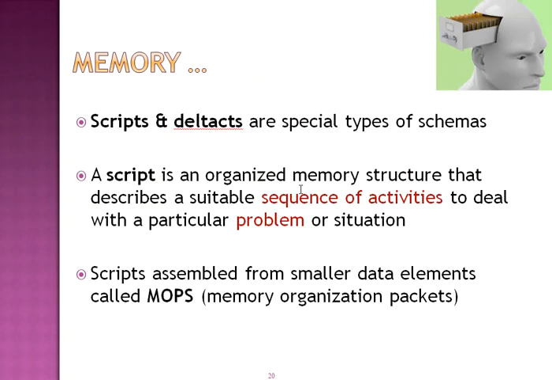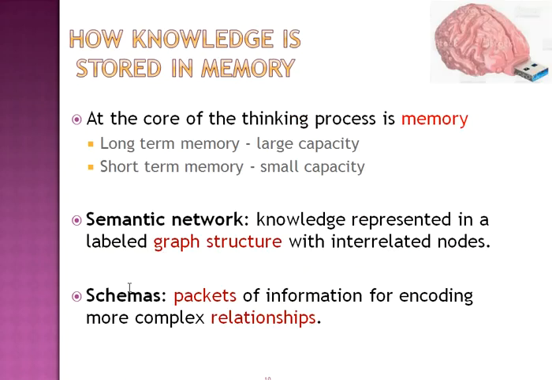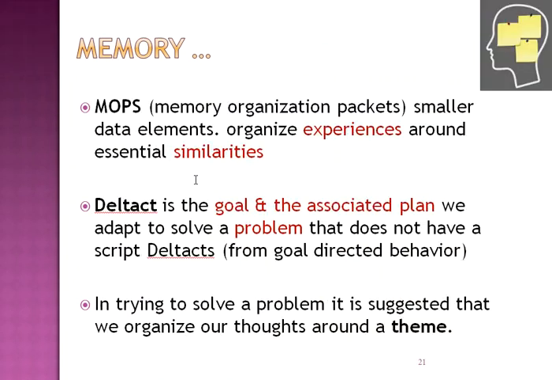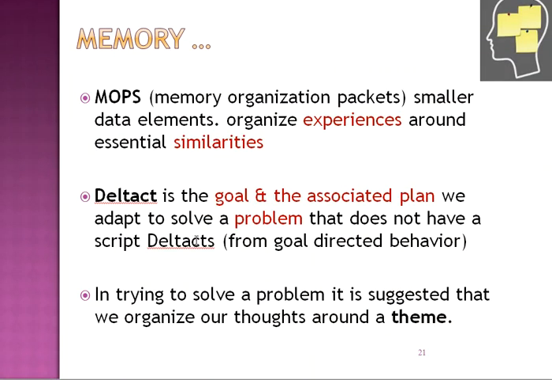Another type of schema we have here is called deltacts. Deltact is a strange term actually. It's how the goal and the associated plan we adapt to solve a problem. So when we have a problem, when we see something and we would like to think about a solution, a deltact is invoked. A deltact is like, what do we want and how do we achieve that from the thinking process. So a deltact is a goal, an associated plan we adapt to solve a problem that doesn't have a script.